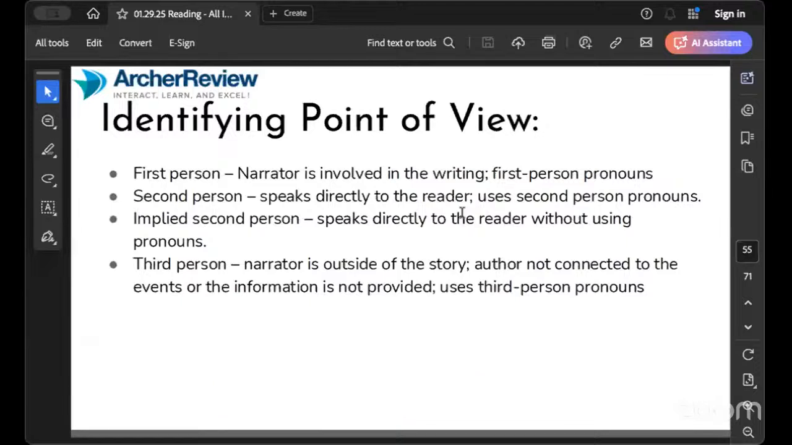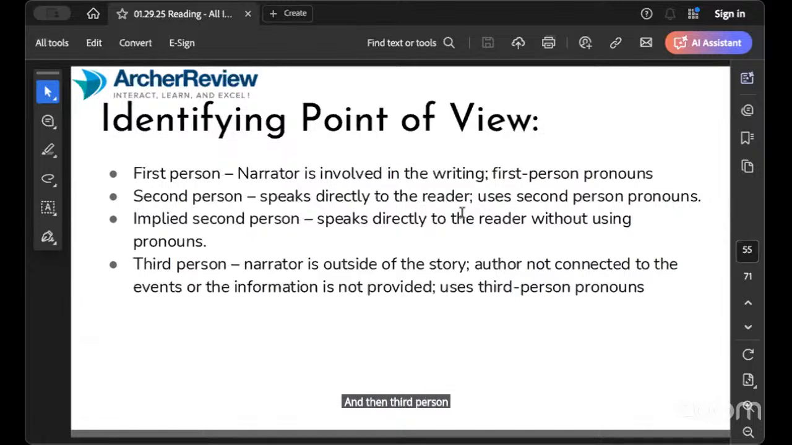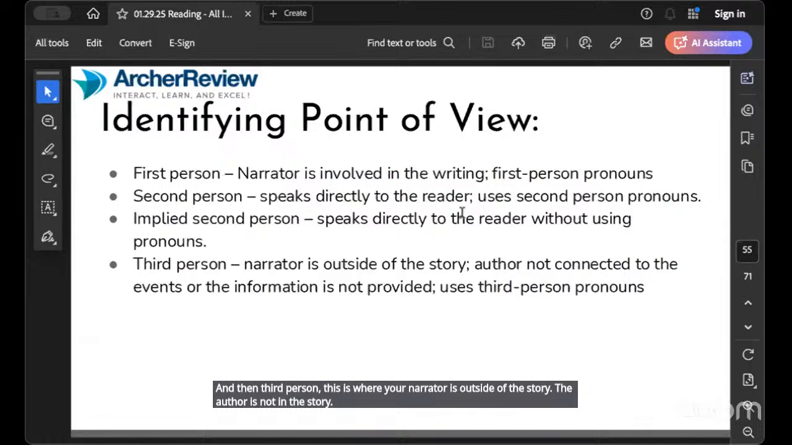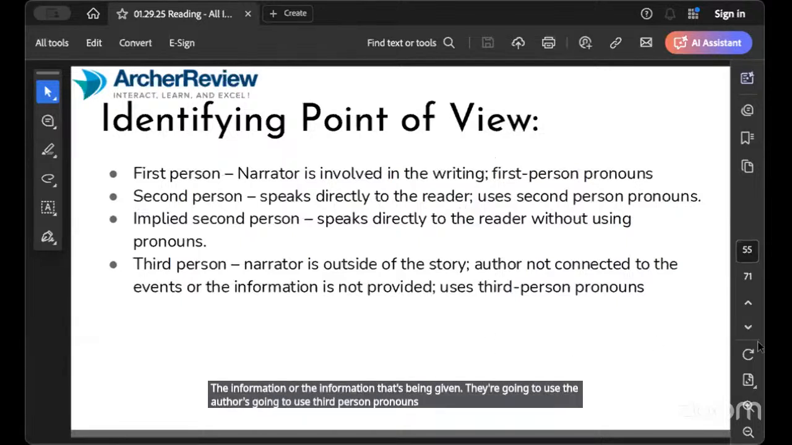expository writing. Implied second person, this is where, again, it's still speaking directly to the reader. It's just without using those second person you pronouns. It's just the implied second person. And then third person, this is where your narrator is outside of the story. The author is not in the story. It's not connected to the events, the information, or the information that's being given. The author's going to use third person pronouns for this type of point of view.